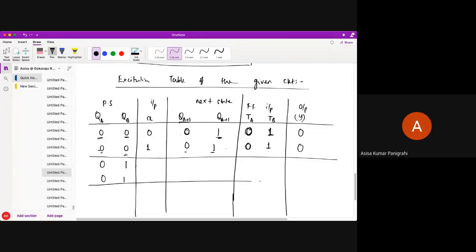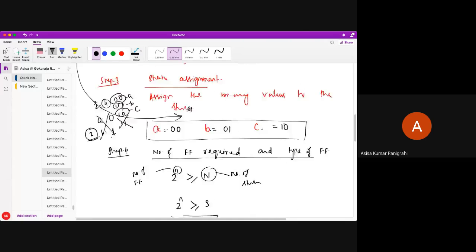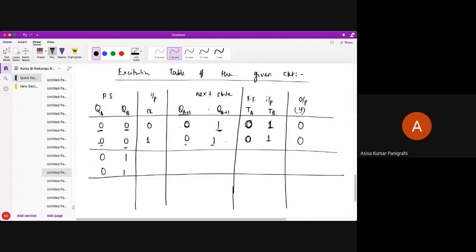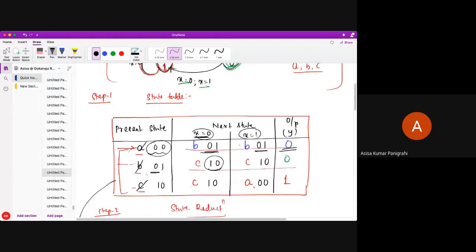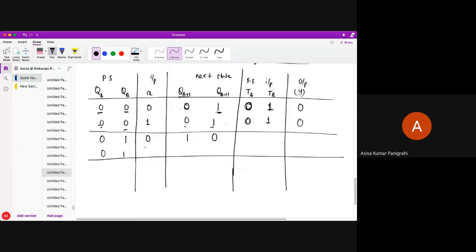Hello. Did you understand? Yes, sir. Okay, so now I move to the next state. Next state is what? My next state is B, which is 0, 1. For input 0, I am in the next state 1, 0. And for input 1, my next state is again 1, 0 only.